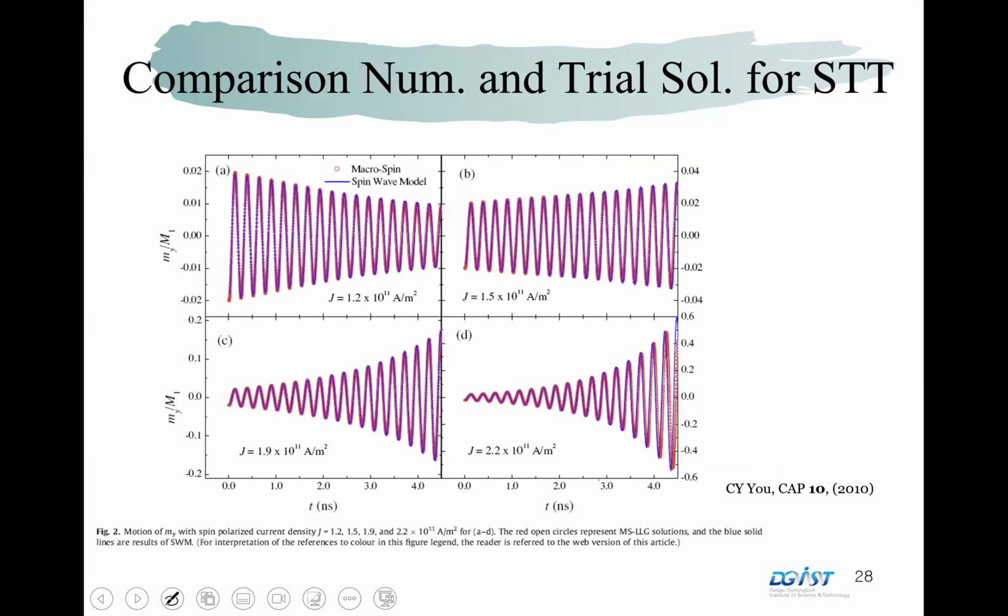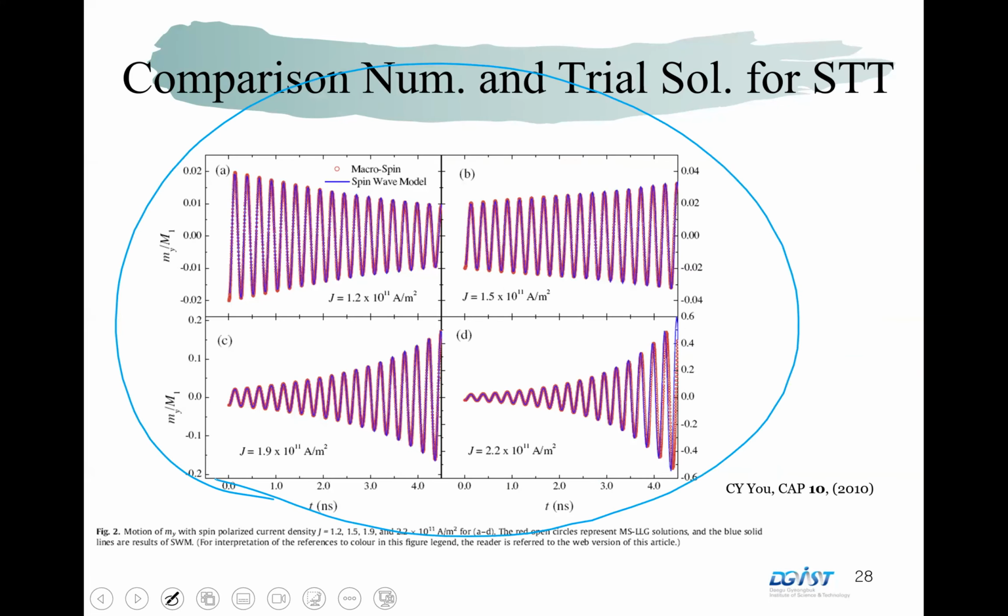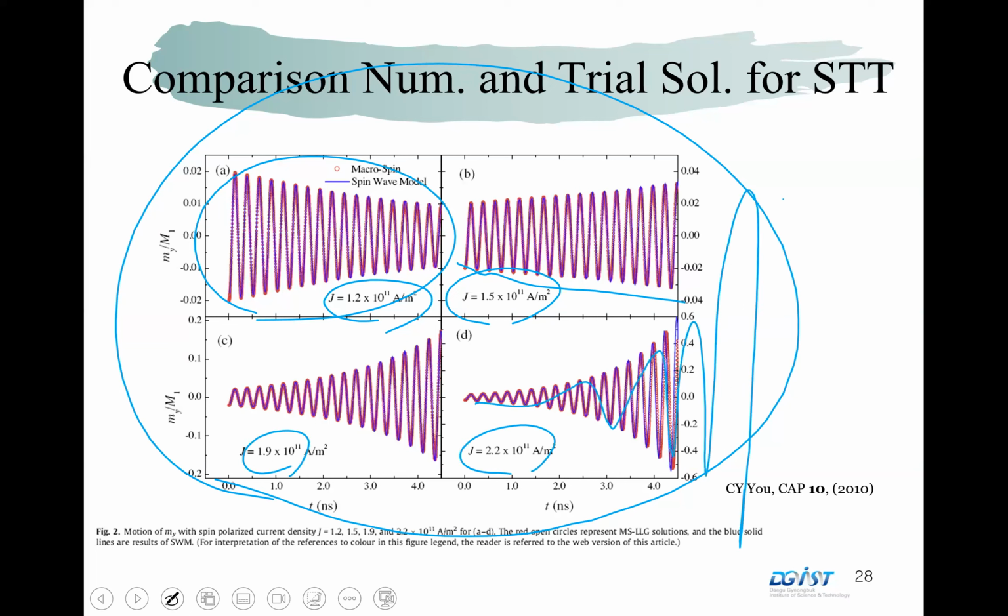And this is the result of the simulation with the STT. For example, if we apply a certain small current density, then as I said, it shows the damped harmonic oscillation, right? And if you increase the current density more, the magnitude starts to increase. And if we increase more and more, it increases more easily. And finally, it is going to change its direction. Okay.